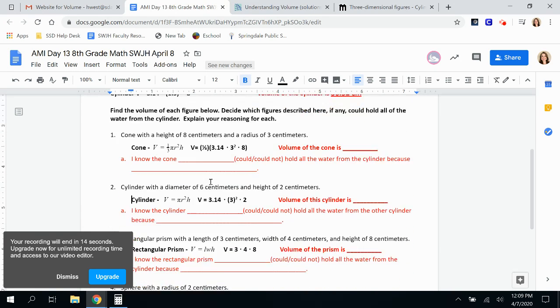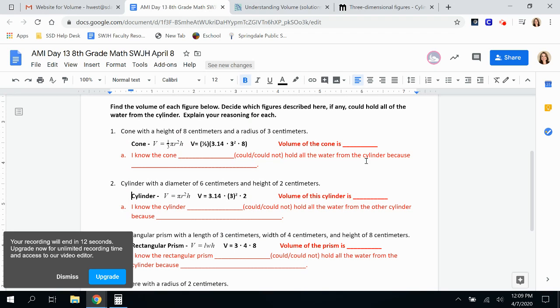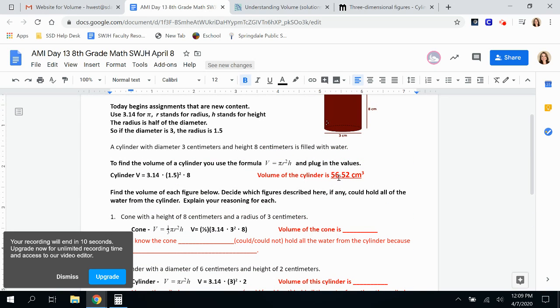So when you have all these formulas down here and you put all the information in, if it's less than 56, then it can hold it, right? It can hold the water. But if it's more than 56, then it can't hold it.